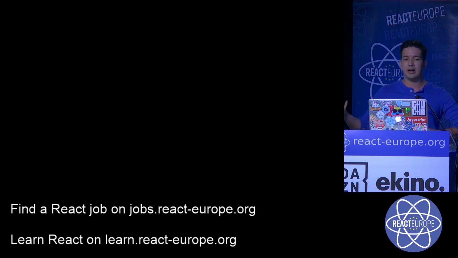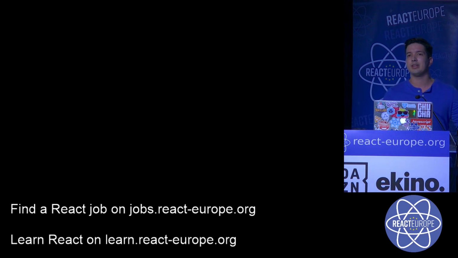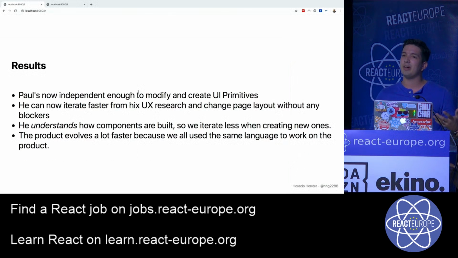So the output of this experiment was that he, just by seeing these styled components, saw how CSS and everything works. The outcome was that Paul is still struggling with development, because he gets really overwhelmed by those things. But he's able to actually commit and do work in the design system and be independent from us.